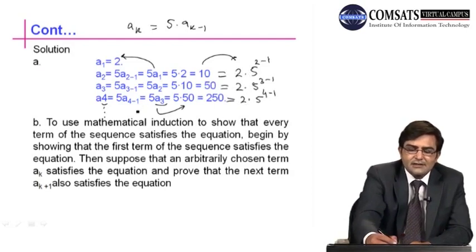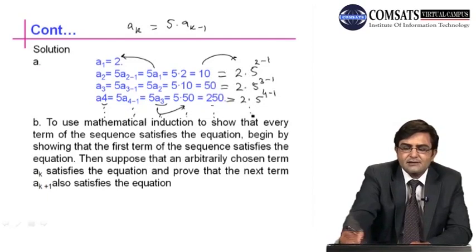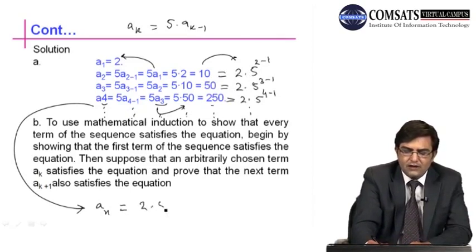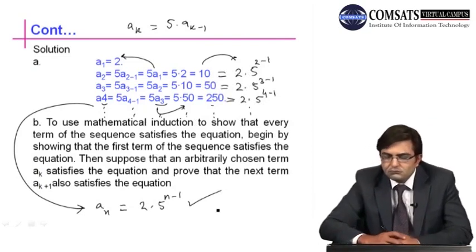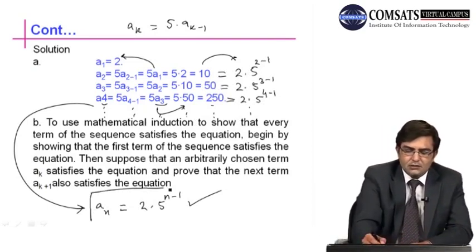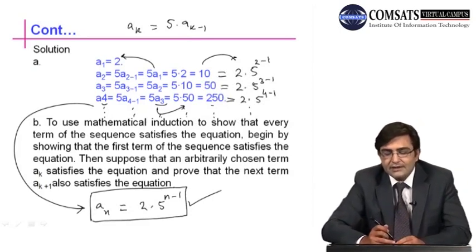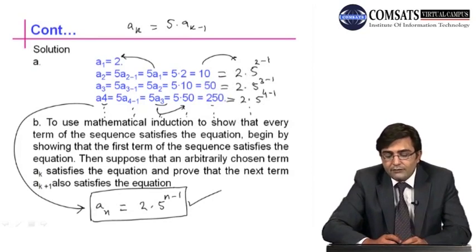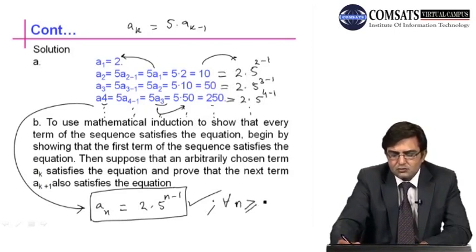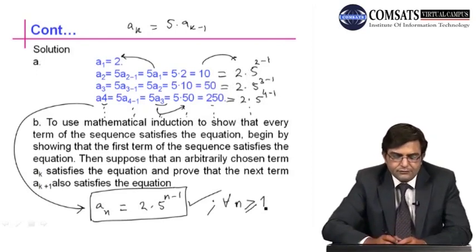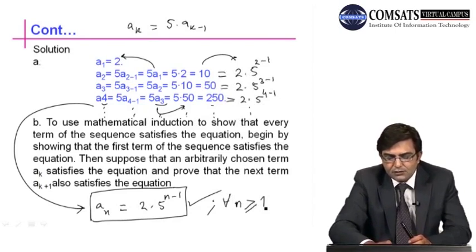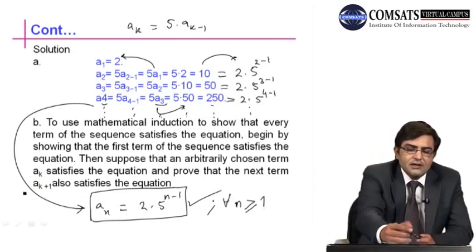So by generalizing like this, by doing the same exercise, we can arrive at the conclusion that an is equal to 2 into 5 power n minus 1 for all n greater than or equal to 1, because if we put 1 we get a1: 2 into 5 power 1 minus 1 is 5 power 0, which is 1, and we get a1 is equal to 2, which is the first term.